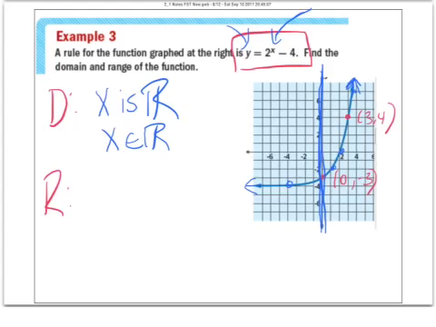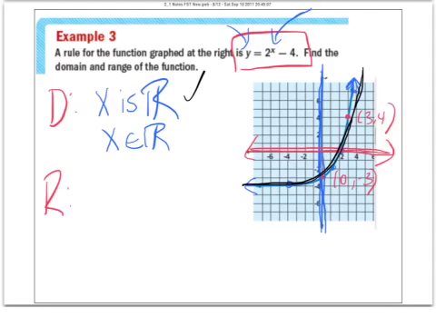Okay. When you did the domain, by the way, the domain is all the inputs or the x's. You just visually look at it left to right. If I read this graph left to right, I'm going to notice it continues on and on forever. The range is unlimited. That's why I said it's all reals. Or I'm sorry, the domain is unlimited.